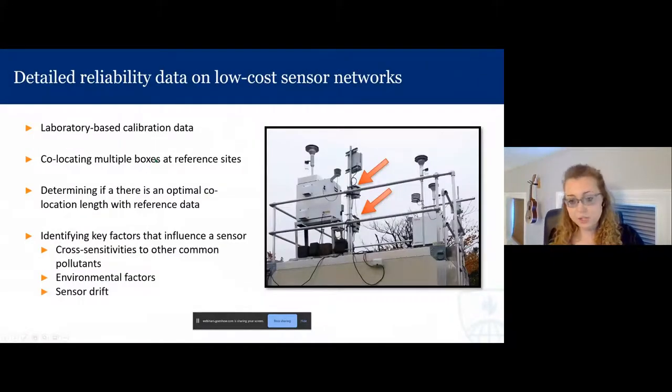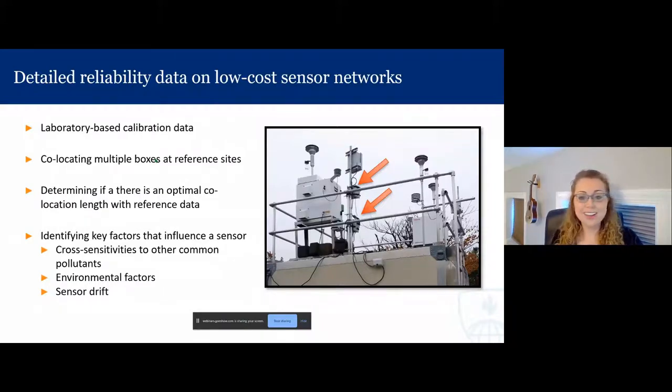The other big question we're trying to answer is the reliability of the data on these low cost sensor networks. I've highlighted there's a lot of potential. We can do these high density networks, and we can do high density personal monitoring. There's a lot that can be done, so we've done a lot to test these things out.